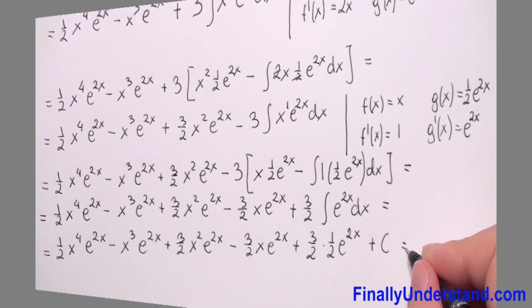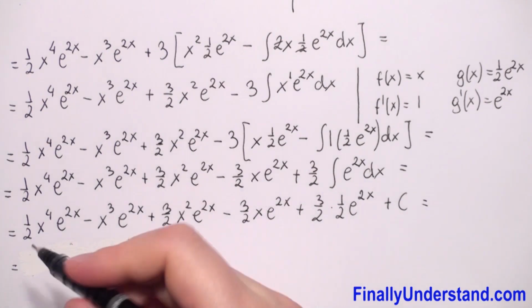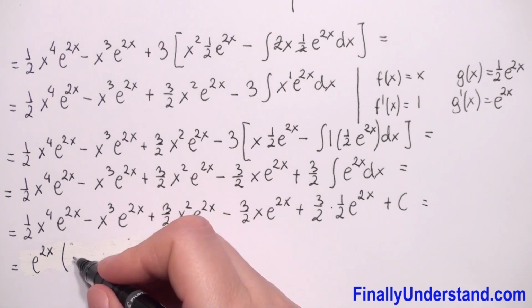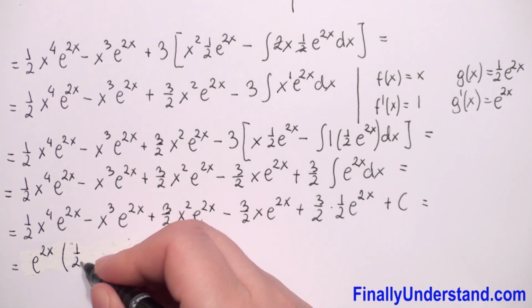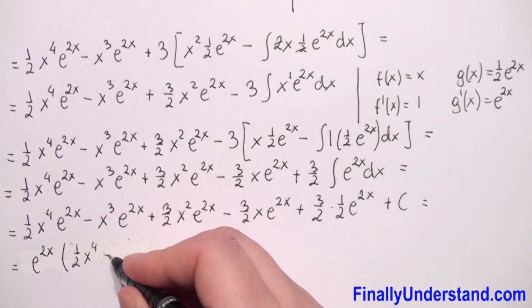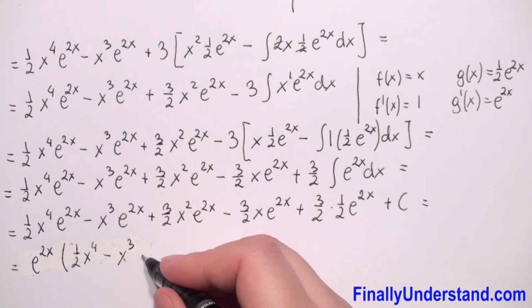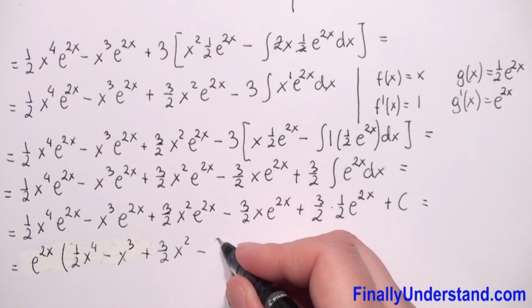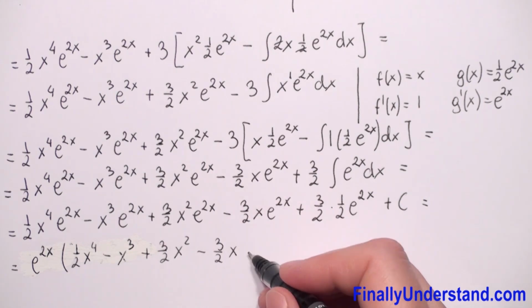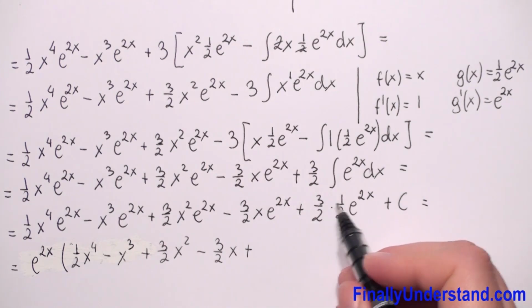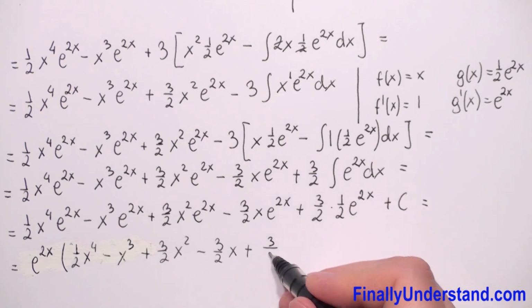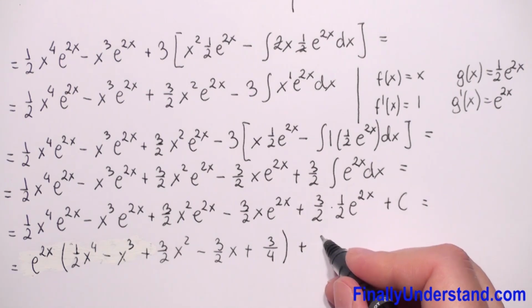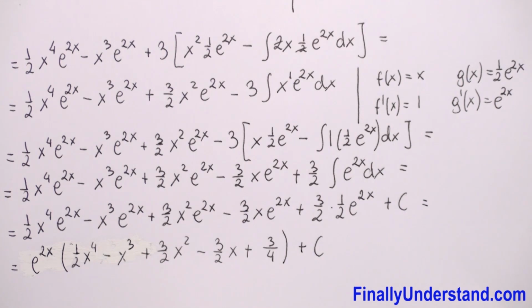So this is equal. Now we can factorize e to power 2x, and in parentheses we will have 1/2 x to 4th power minus x cube plus 3 over 2 x squared minus 3 over 2 x plus 3 times 1 is 3, 2 times 2 is 4, close parenthesis, plus c. This is my solution.